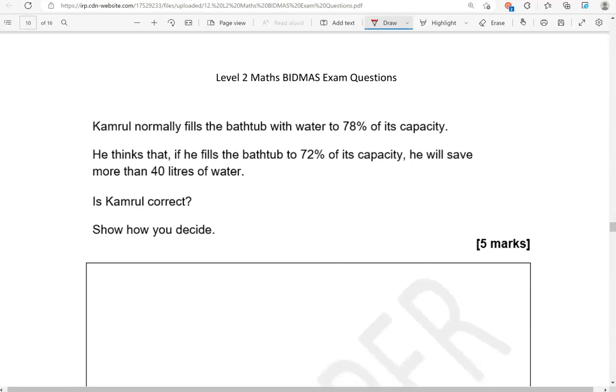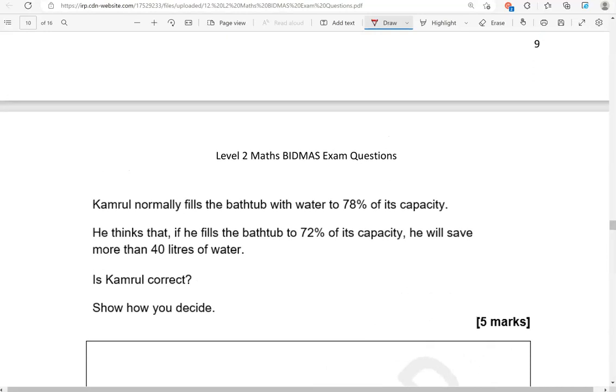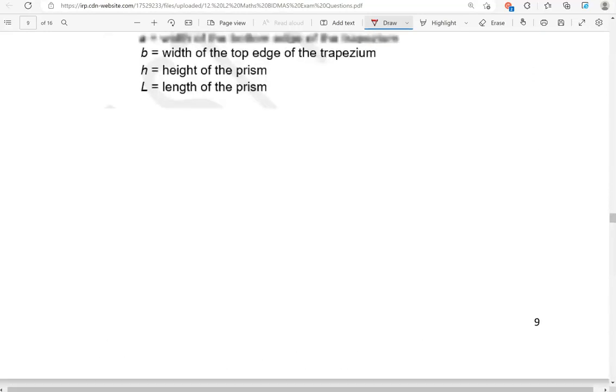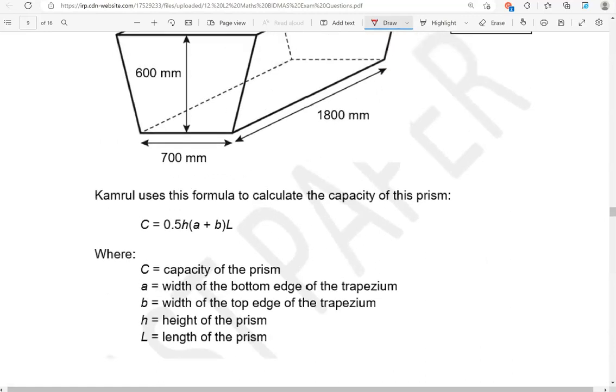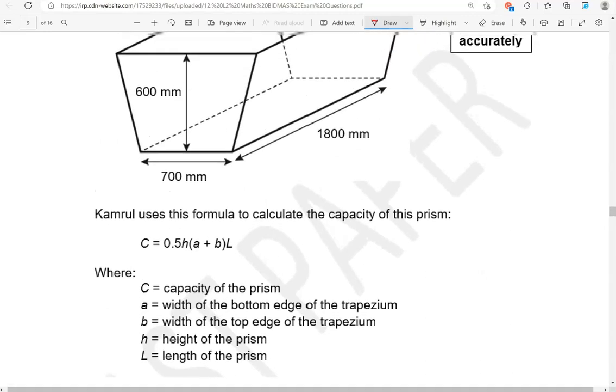Cameral normally fills the bathtub with water to 78% of its capacity. He thinks that if he fills the bathtub to 72% of its capacity, he will save more than 40 litres of water. Is Cameral correct? Show how you decide. So first of all, let's work out the capacity of the bathtub. So we've got the formula.